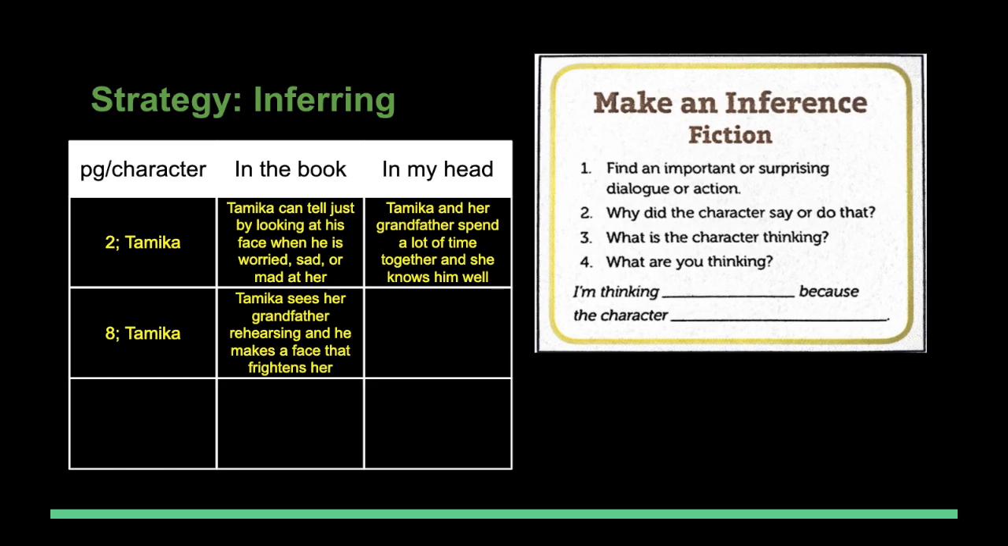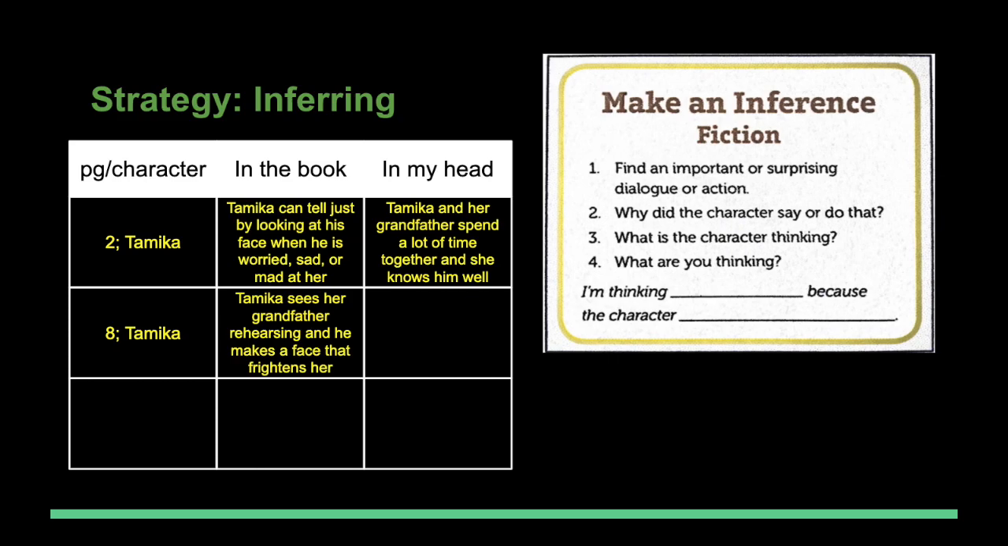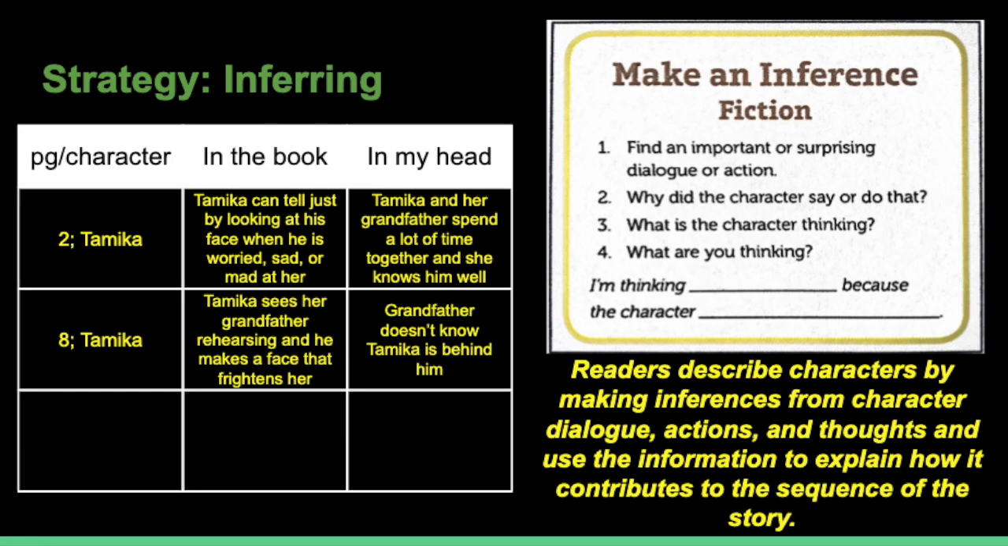Another thing that you might be inferring at this point is that maybe she doesn't understand that he's practicing his facial expressions. I'm also thinking about the grandfather. And I don't think the grandfather knows that Tamika is behind him watching him rehearse. So, once again, readers describe characters by making inferences from character dialogue, actions, and thoughts, and use that information to explain how it contributes to the sequence of events in a story.